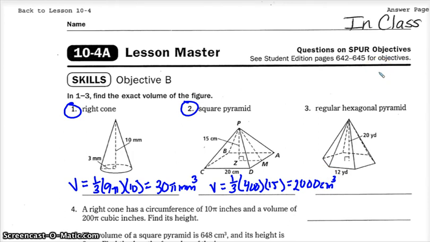There you have it, folks. That's how we find the lateral area, the surface area, and the volume of prisms, oh my goodness, of pyramids and cones. Come to class ready to ask questions.